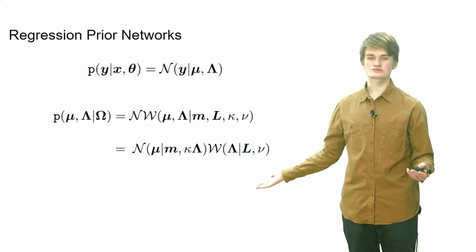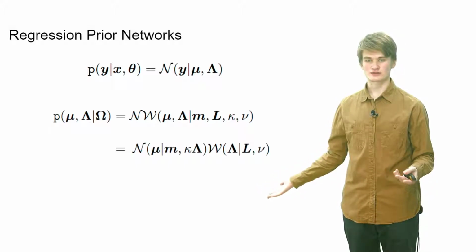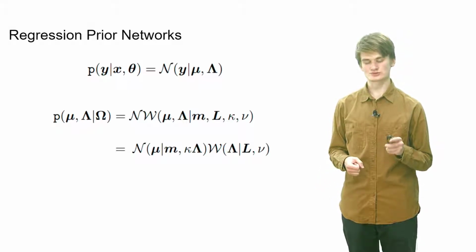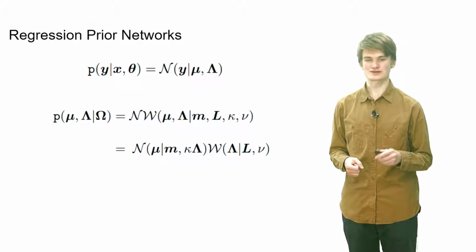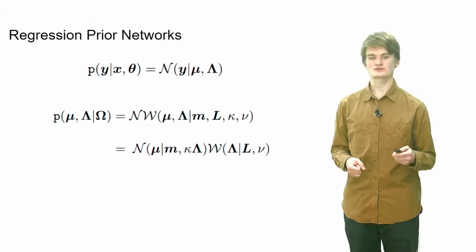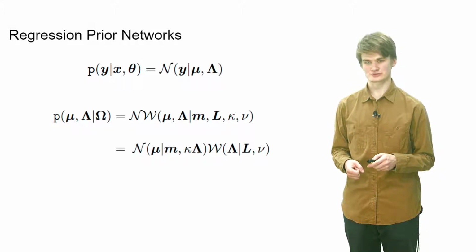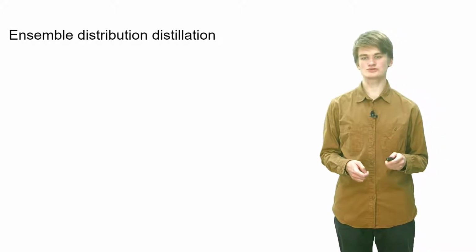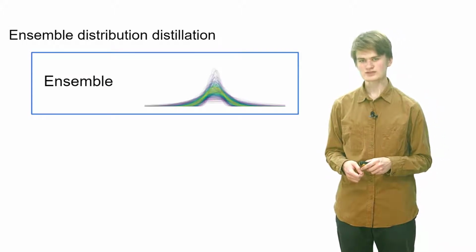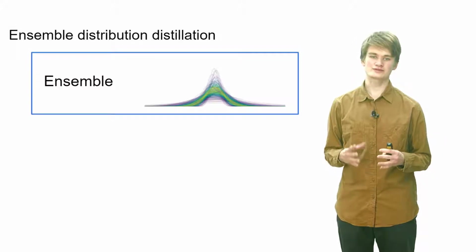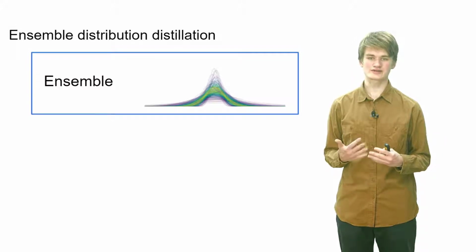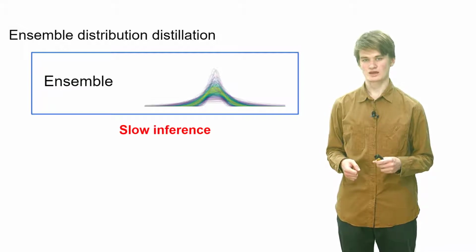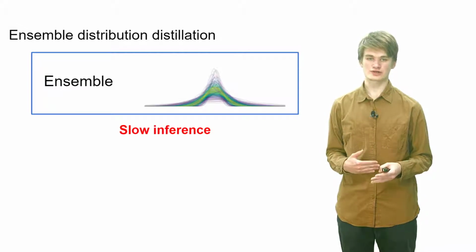There are methods to train such a network from scratch, but they are quite complicated and usually do not work better than ensembles of Gaussians. So we will not discuss them in this presentation. Instead, we will focus on ensemble distribution distillation. Suppose that we have some ensemble of Gaussian models with desired behavior and we want to use it. We may have a problem with this situation.